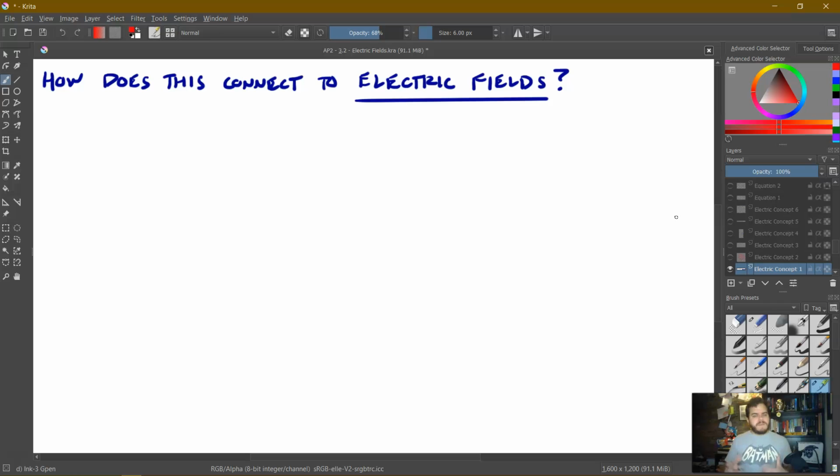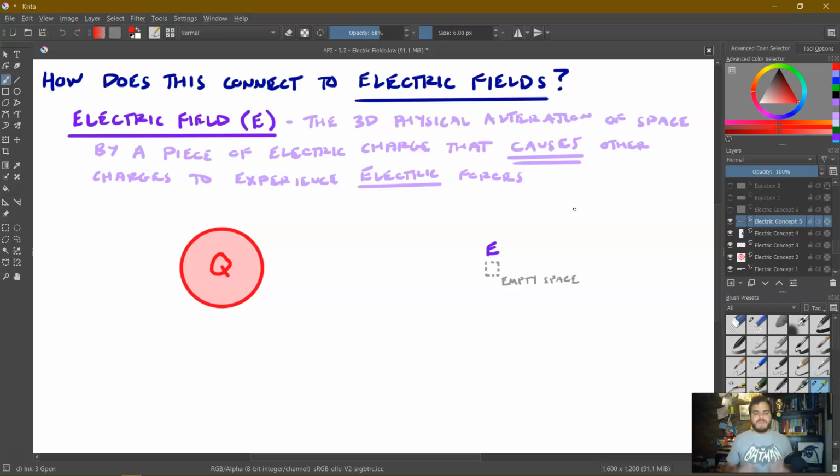So let's extend these concepts to the electric field because we're going to see that it's practically analogous. Let's start off by looking at some charge Q. I don't care about the size of it. I don't care about the sign of it. It's just some charge Q, and it will generate an electric field that will go all throughout empty space to infinity. So if I look at some piece of empty space here, there is nothing there, but there will be an electric field there, which we abbreviate with a capital E, due to the presence of this charge. So the electric field is the 3D physical alteration of space by a piece of electric charge that causes other charges to experience electric forces.